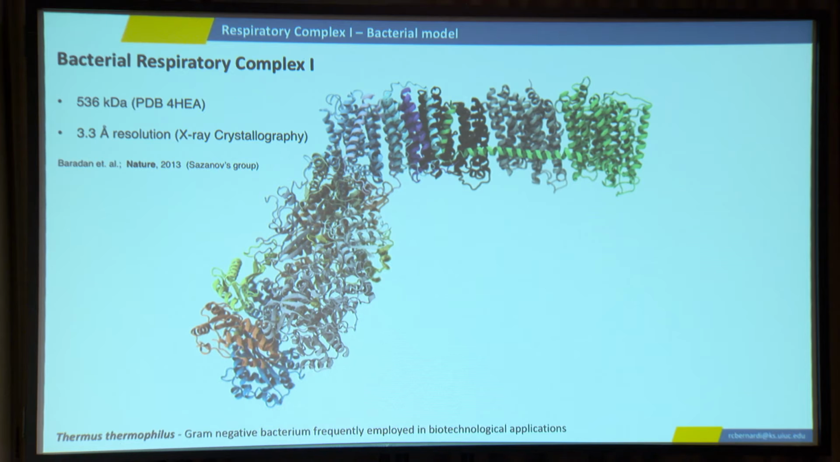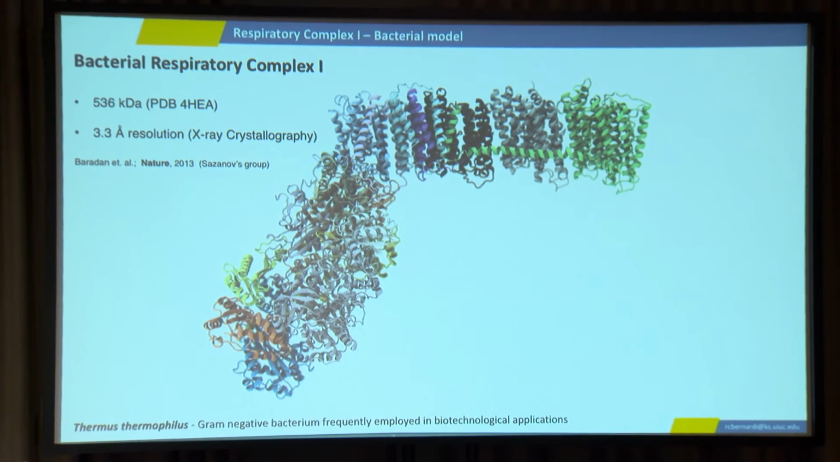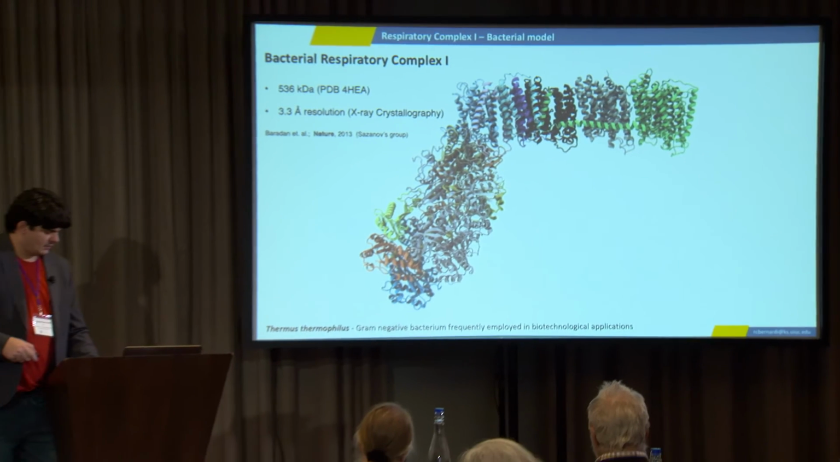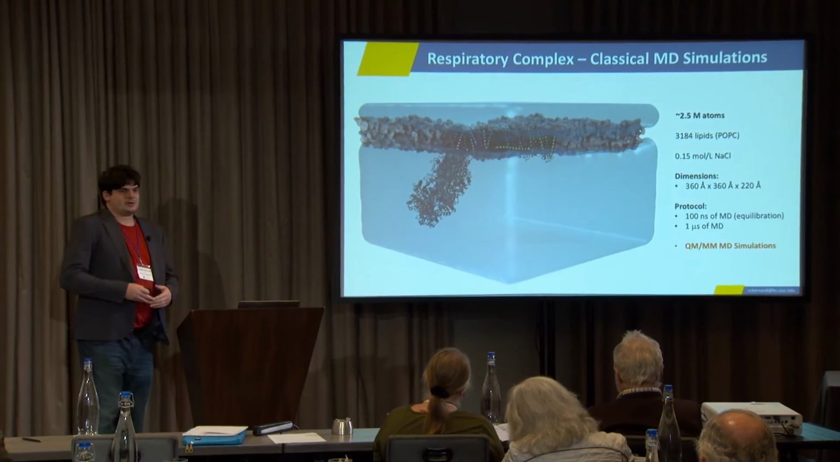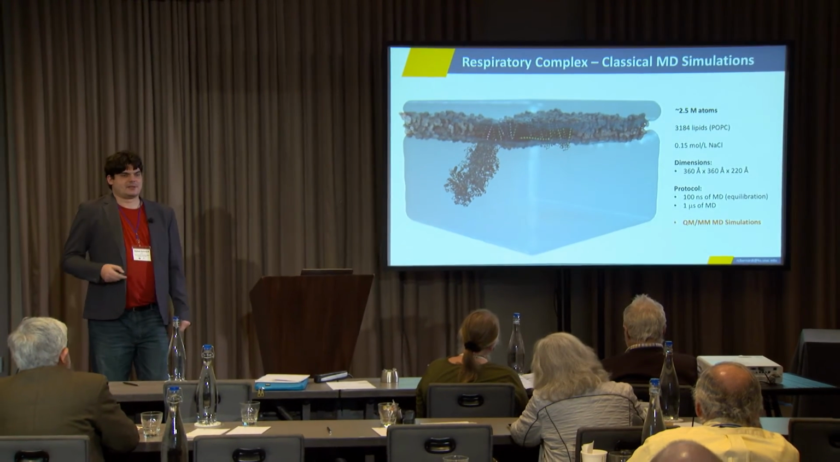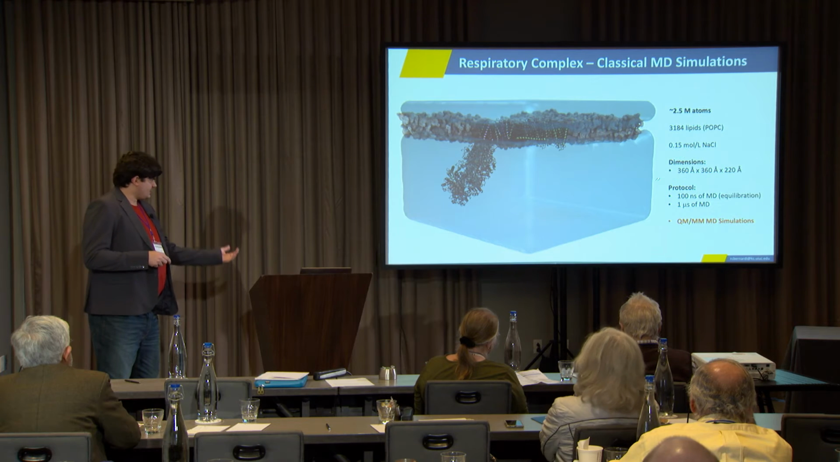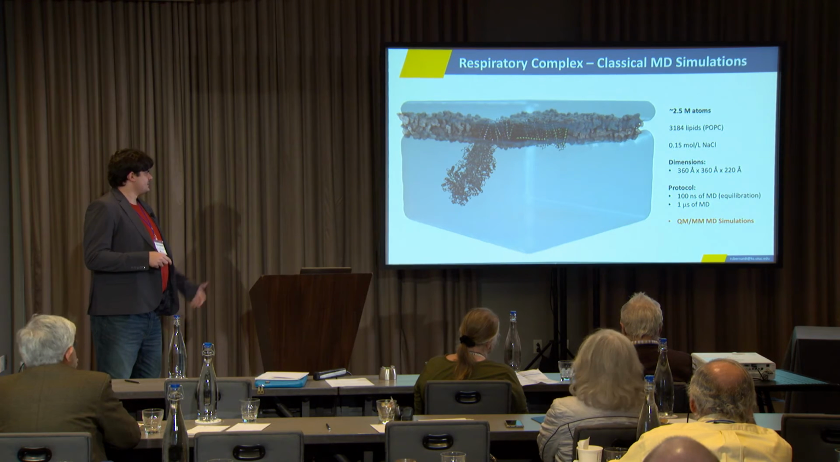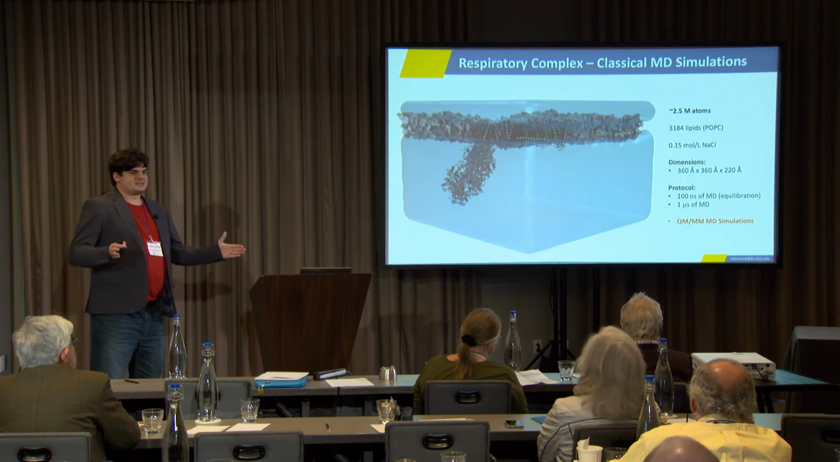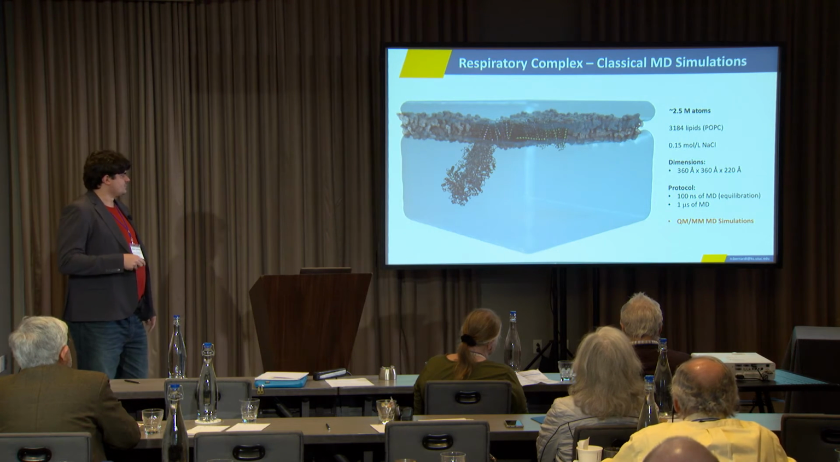We can now try to use all these methods that we developed on the main system. So again, we are back to our system, the 3.3 angstrom resolution structure we have for this Thermus thermophilus complex I. Then we start to do the normal protocol for MD simulation. We solvated the system, 2.5 million atoms. We added about 3,000 lipids and sodium chloride. The size of the system is about 360 angstroms squared plus 220 in Z, the network is shorter.